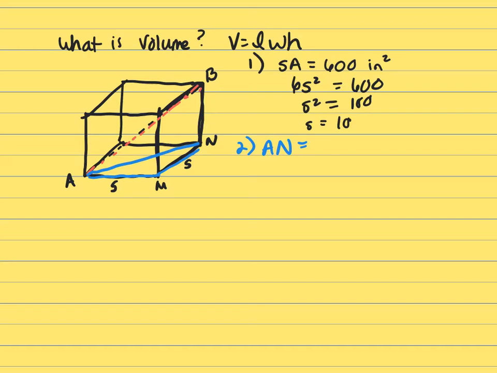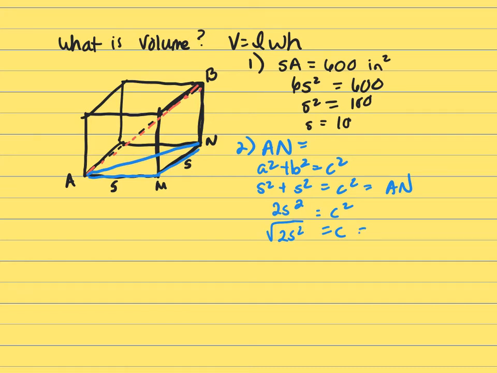Well, we know that A squared plus B squared equals C squared. So this is side squared plus side squared equals C squared, which is AN squared. So that's 2S squared equals C squared. So the square root of 2S squared equals C, or AN. Now, where am I going with that? Okay, let's use the Pythagorean theorem again.